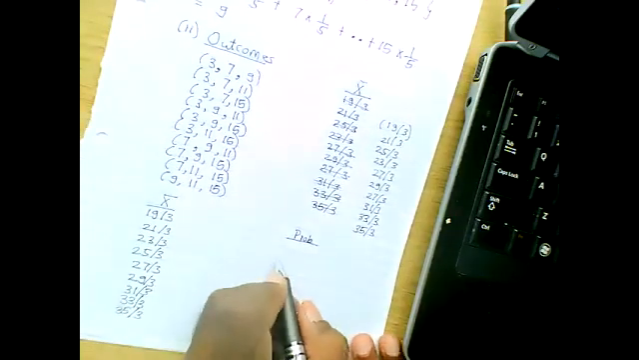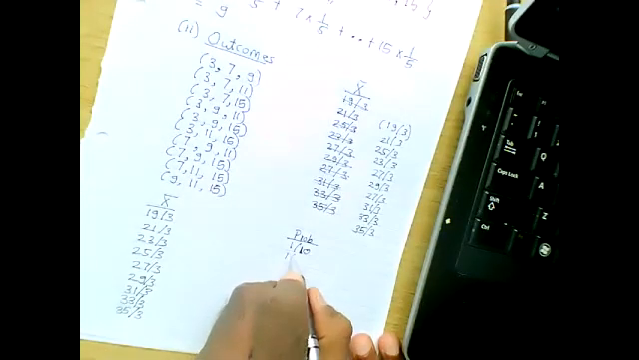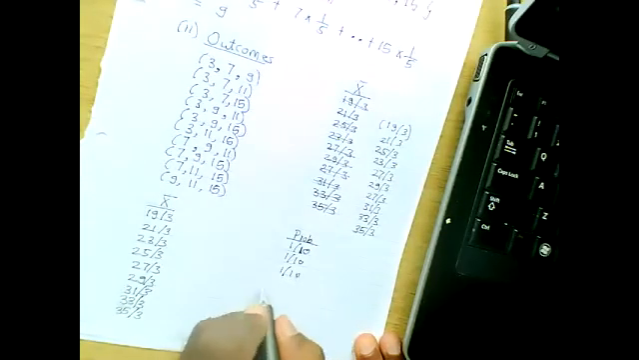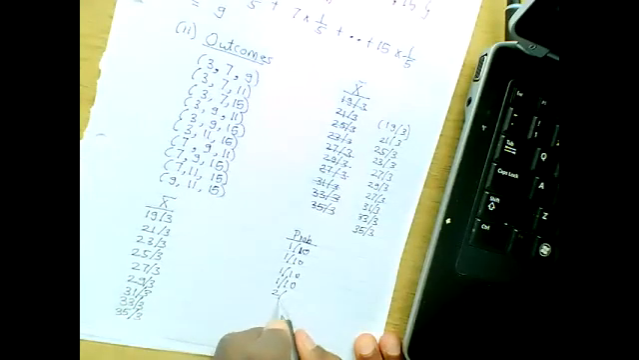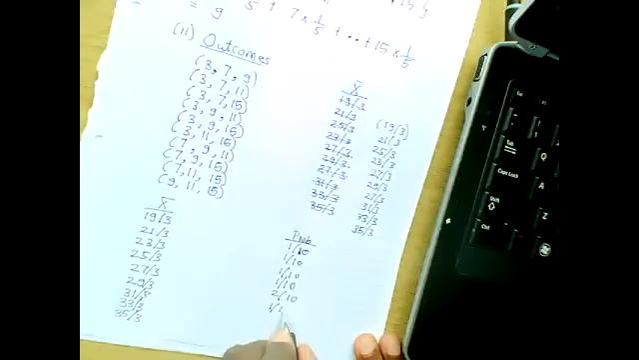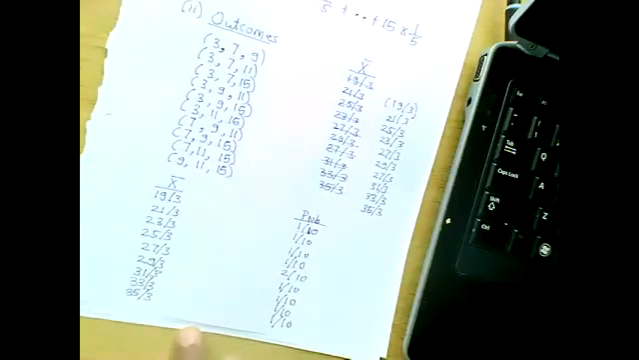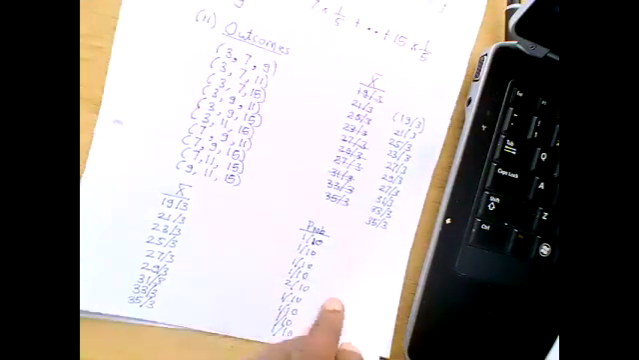The corresponding probabilities are 1 over 10 for the first one, 1 over 10, 1 over 10, 1 over 10, and this is 2 over 10, then 1 over 10, 1 over 10, and 1 over 10. All right, so we got these two tables. Now we should be able to compute the mean and the variance, right?